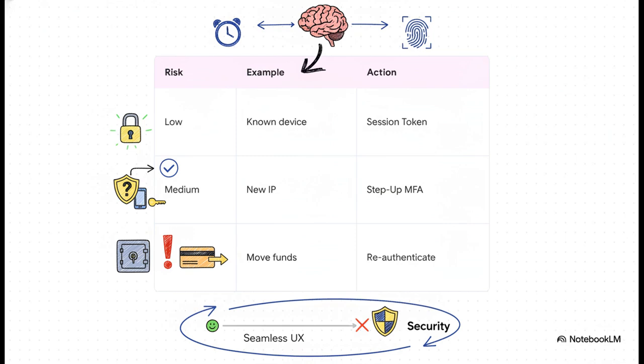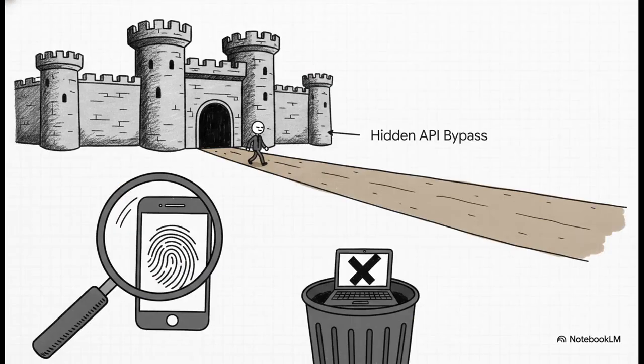But what if they suddenly log in from a new IP address halfway across the world at an unusual time of day? Well, that's medium risk, and you immediately trigger a step-up MFA challenge. And if they attempt a high-risk action, like changing the account email or trying to wire funds, you trigger mandatory reauthentication. Adaptive MFA is basically the holy grail here. It allows you to add friction only when it's absolutely necessary, creating a seamless user experience without compromising even an ounce of security.